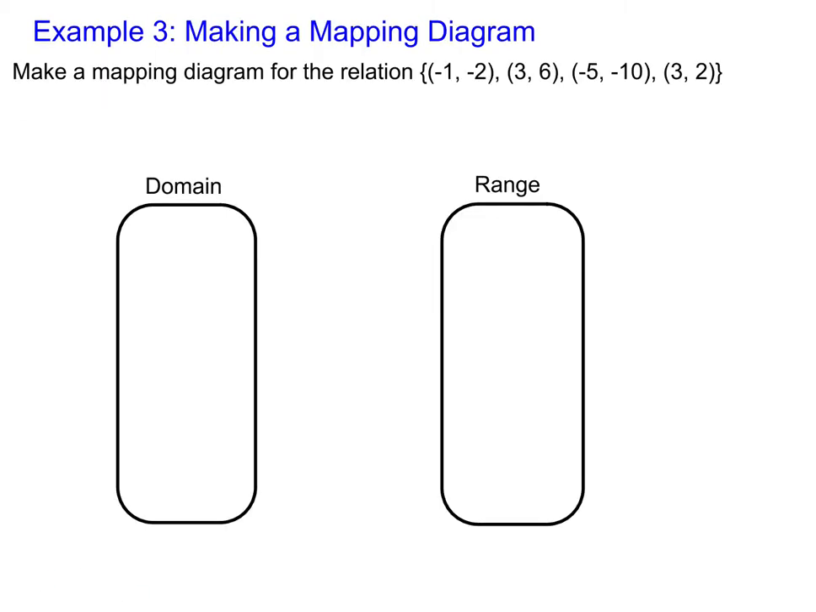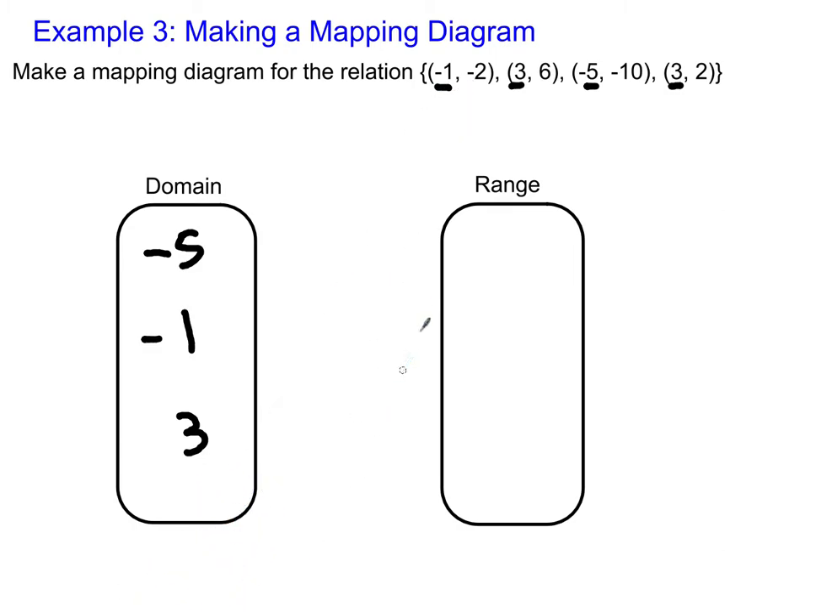Okay, another way to show a relation, instead of graphing it in a coordinate plane, you can make a mapping diagram. And what that is, you take the relation and you write the domain, usually from least to greatest. So the lowest domain value, these are the x values, so these are all your domain values. The smallest one is -5. The next smallest one is -1. The next smallest one is 3. And it shows up twice, but we only need to write it once.